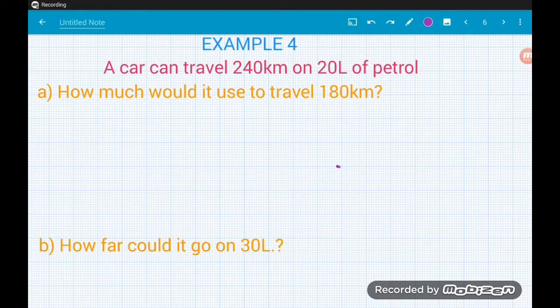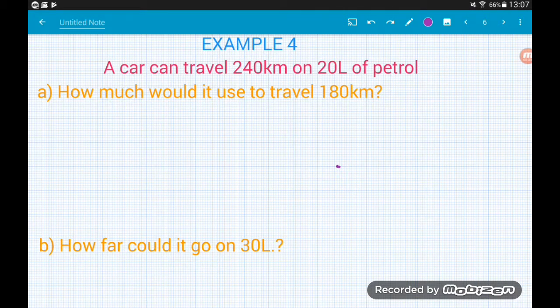Okay, example 4. Again, another very real life example. A car can travel 240 kilometers on 20 litres of petrol. So here we're not told anything about the proportion. We have to use a bit of common sense. Now we know from real life that if you travel greater and greater distances, you need to put more fuel in your car. So it is indeed an example of direct proportion. So let's see. So how much fuel would it use to travel 180 kilometers?